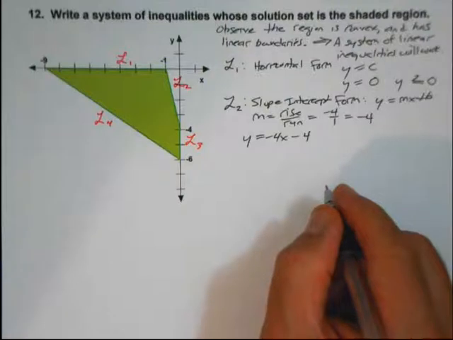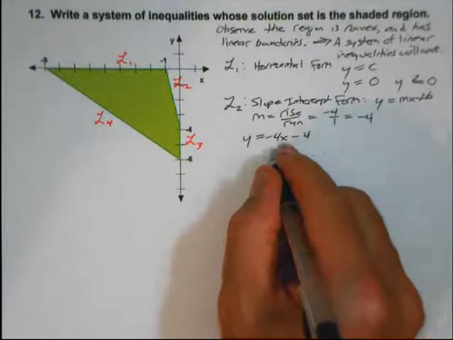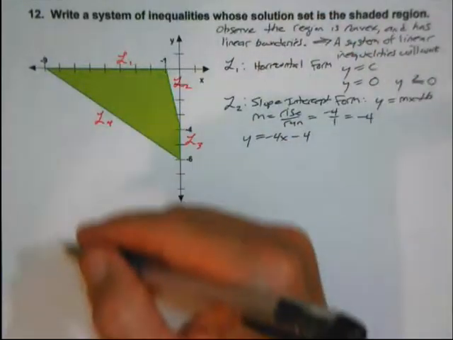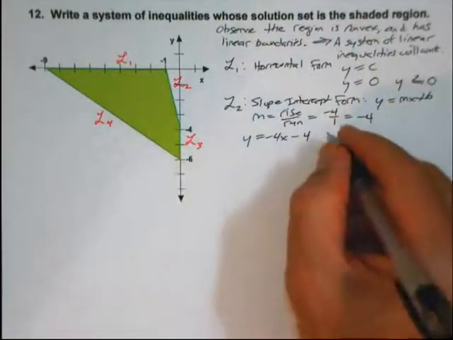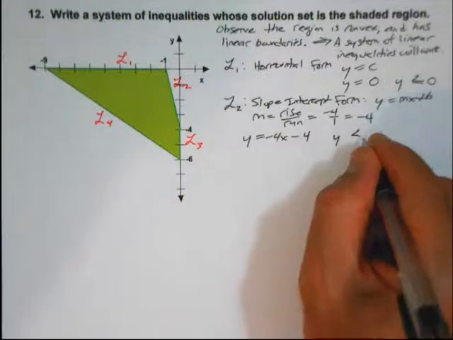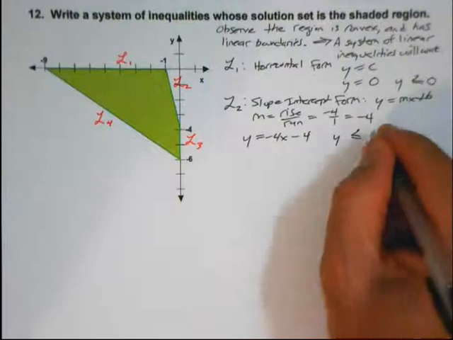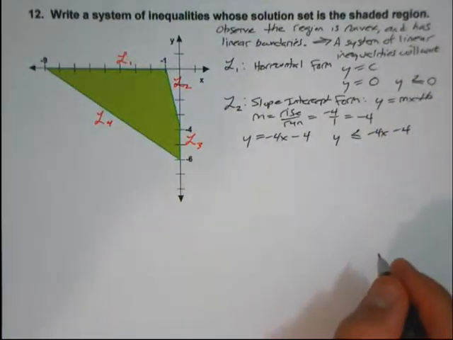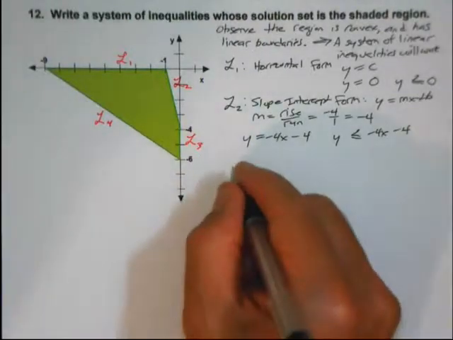What about the inequality? Since it's in this form, y equals mx plus b, we can think in terms of, do we want to be above or below the line? We want our half plane to be below the line. So this gives rise to y less than or equal to negative 4x minus 4. Okay, time for the inequality whose boundary line is L3.